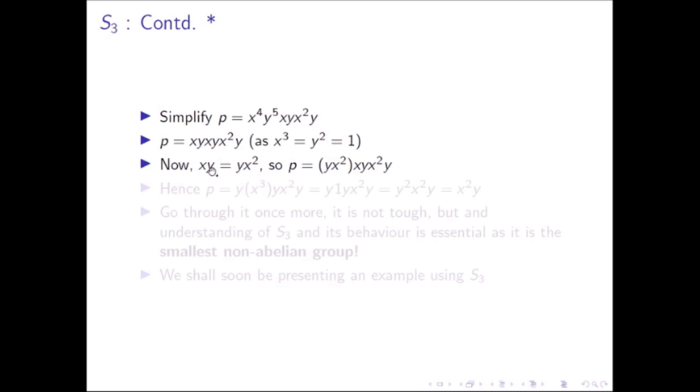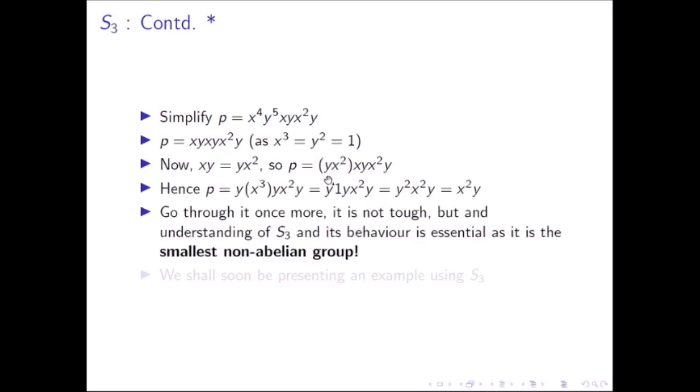Now xy is equal to yx square. So take this xy, and as function composition is associative, make this yx square. So it's yx square, xy, x square y. Again, as it's associative, we take y x cube y x square y, and x cube is 1, so this becomes y 1 y x square y. Now remove this 1 and take a bracket over here. It's y square x square y, but y square is 1, so this is x square y. x square y was a standard form for us.